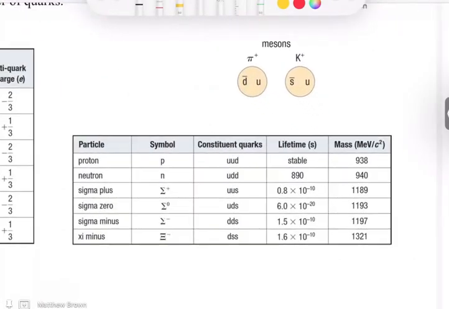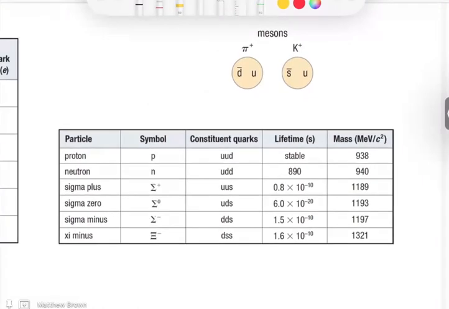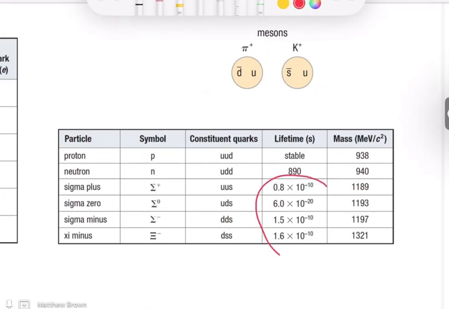Here's just a few baryons. Again, the only ones that really are stable or that stick around are the proton and neutron. Everything else, as you can see, the times here are not much. But they exist for little tiny bits of time.